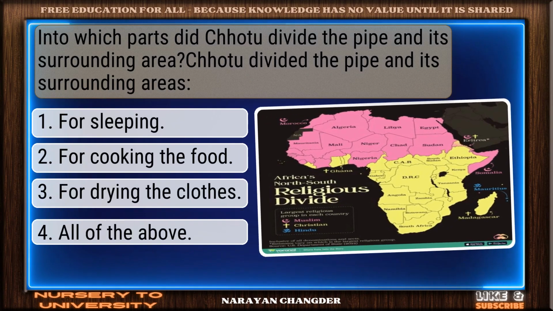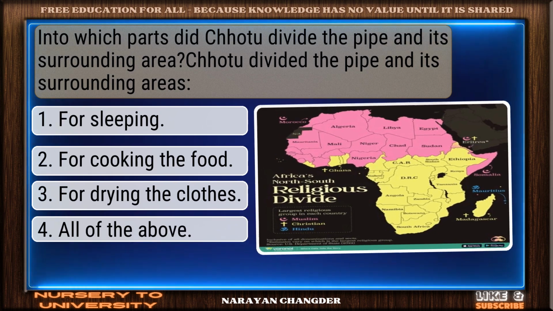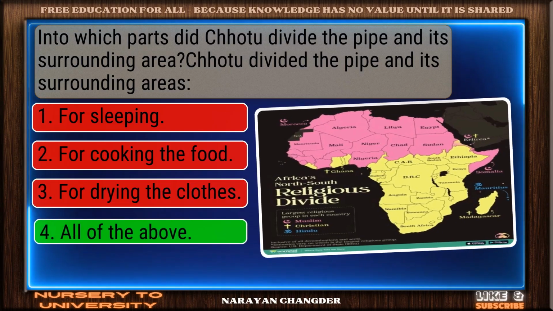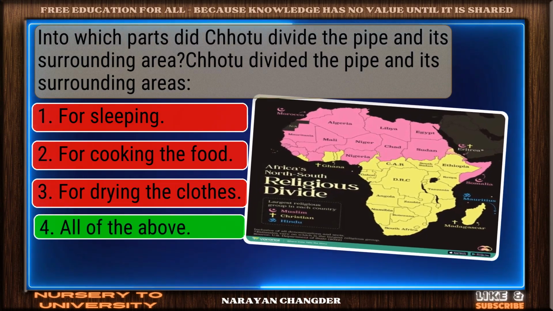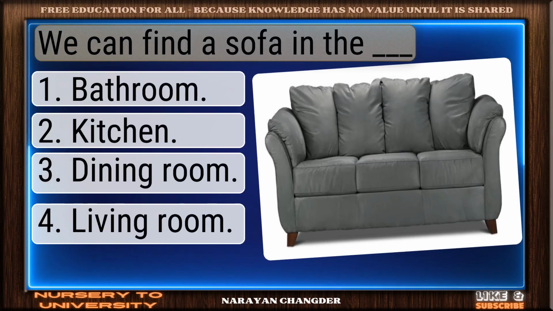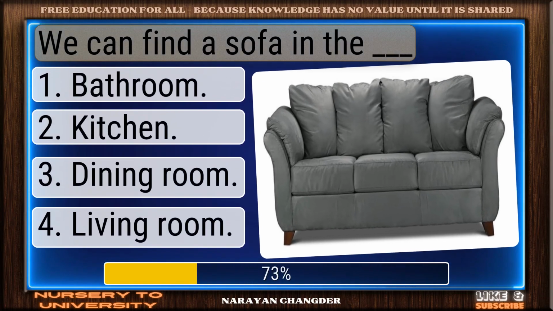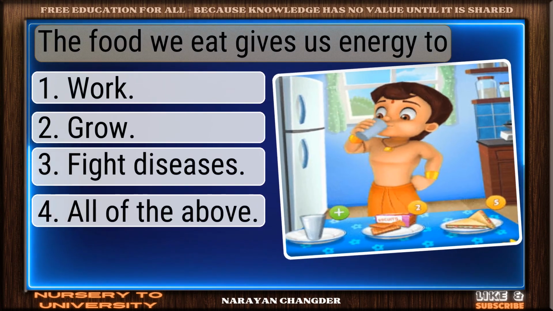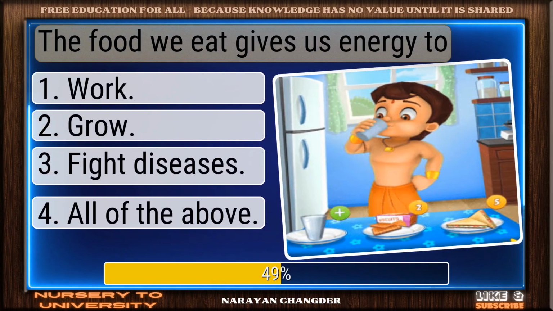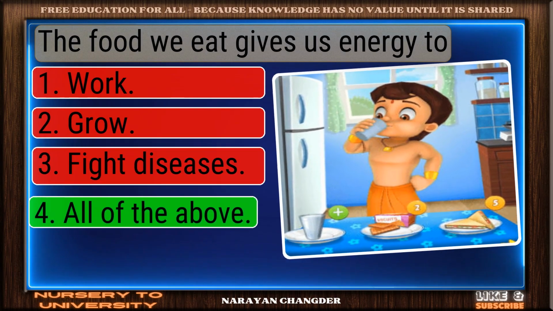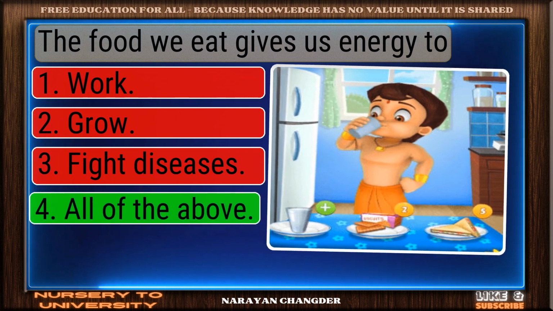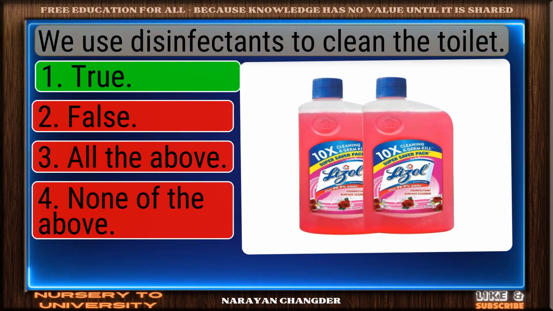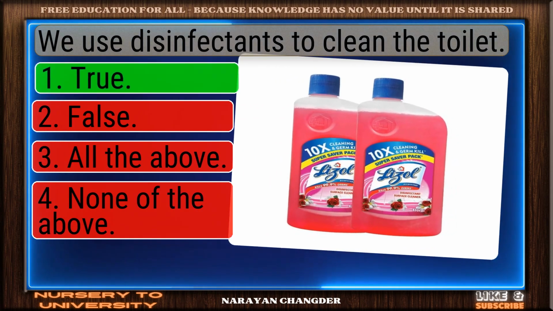Into which parts did Chhotu divide the pipe and its surrounding area? Chhotu divided the pipe and its surrounding areas. All of the above is the correct and valid answer. We can find a sofa in the dash. Living room is the answer. The food we eat gives us energy too. All of the above is a brilliant choice. We use disinfectants to clean the toilet. True is the correct answer.